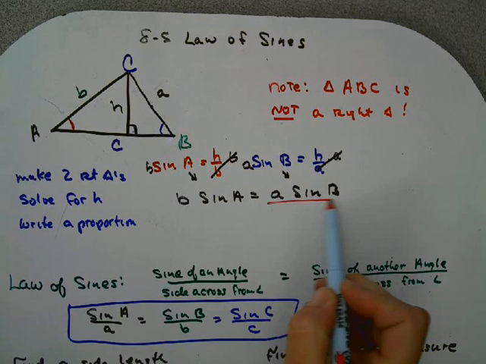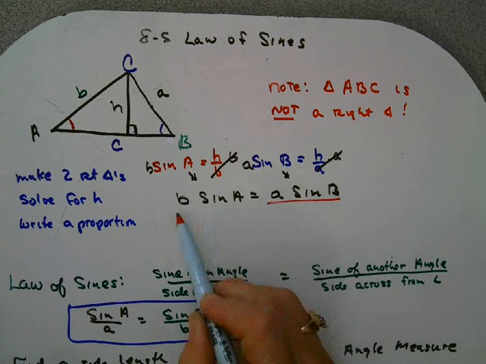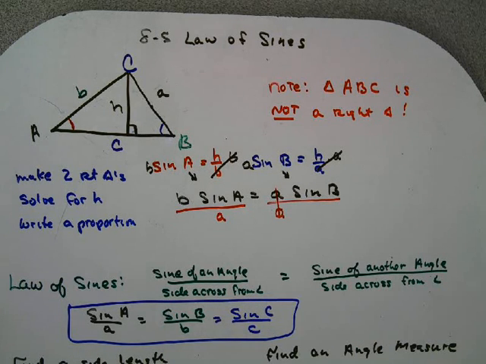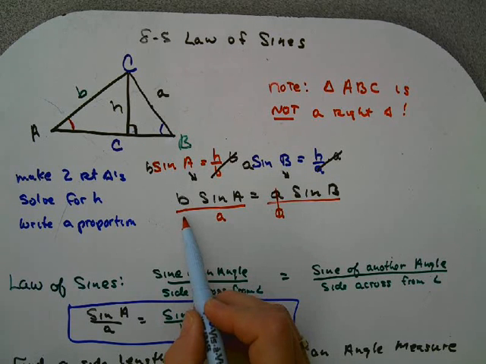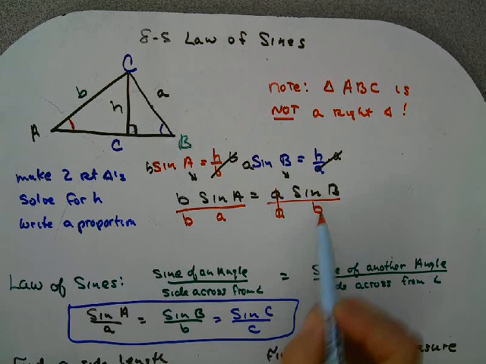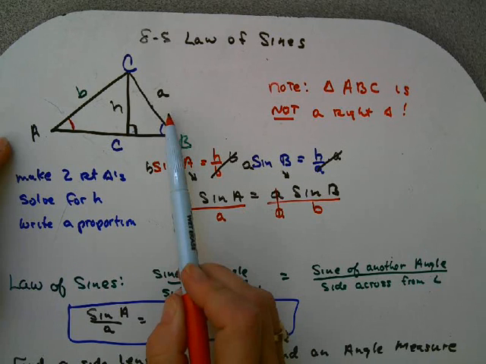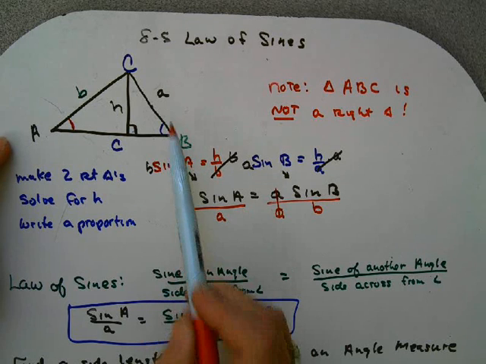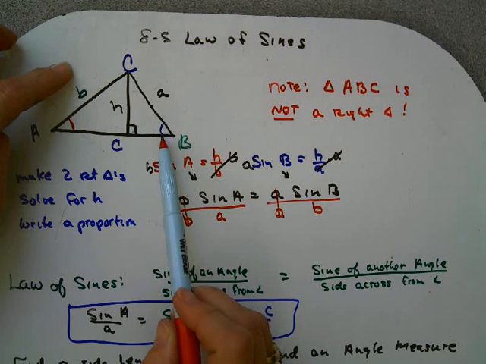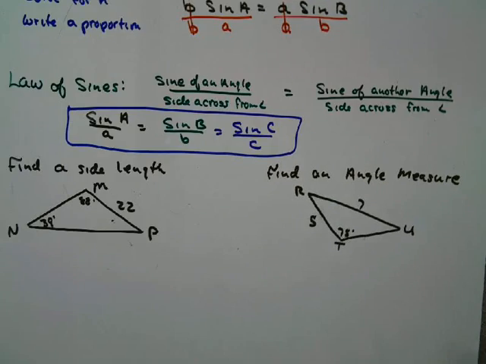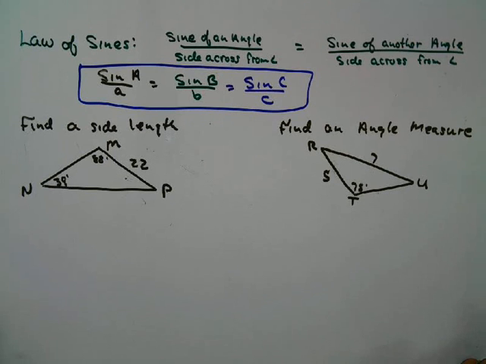Now, we can turn that into a proportion very easily. If I divide both sides by side length A, it's gone from that side. By the same token, if I divide both sides by side length B, it's gone from that side. And I'm left with a real nice relationship. It's the law of sines that says the sine of any angle over the side length across from it equals the sine of any other angle over the side length across from it in a triangle. So that's our law of sines.